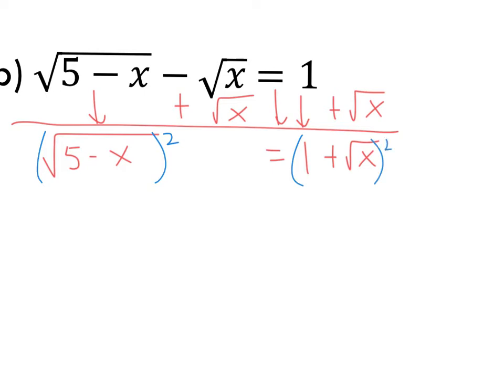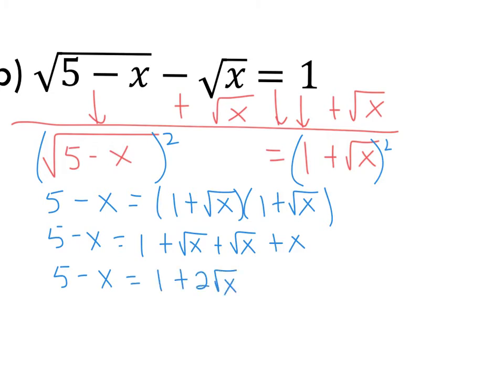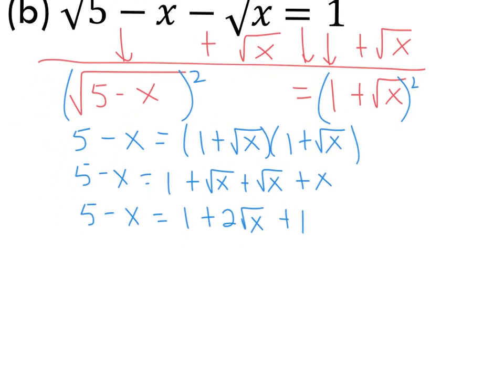But when I square the right side, the square root sign just doesn't go away. Remember, that means I have to distribute, meaning I have to FOIL. So I have to do 1 plus the square root of x times 1 plus the square root of x and FOIL. So 5 minus x equals 1 plus square root x plus square root x, and the square root of x times the square root of x is just x. Or 5 minus x equals 1 plus 2 square root x plus x. Well, do you see how we still have a radical in our problem? So we are going to isolate that radical again.